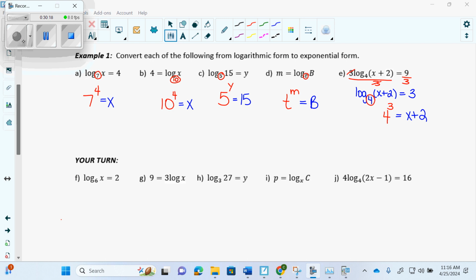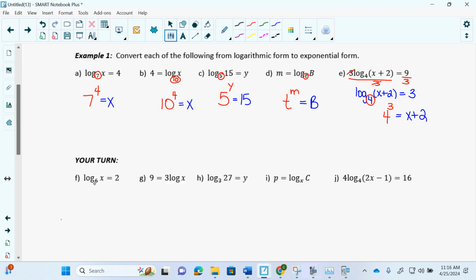Okay, what's the base of this one? Base is 6. So I start off with that. What is going to be its exponent? 2. What's left over? X. Not too bad, right?